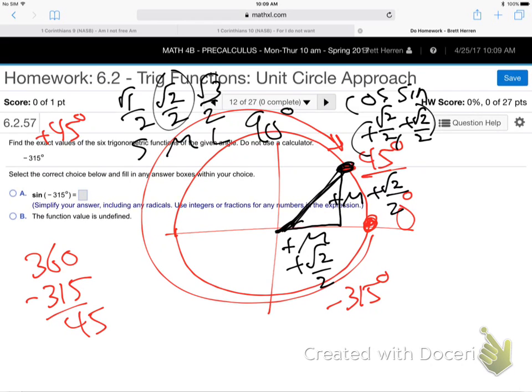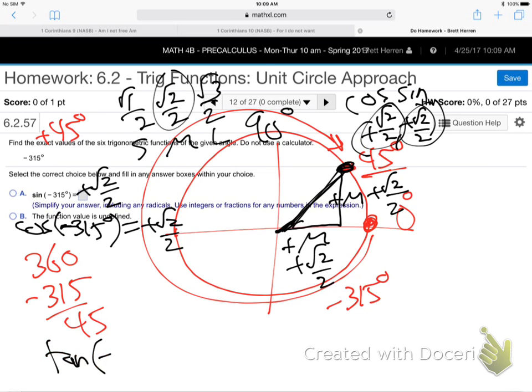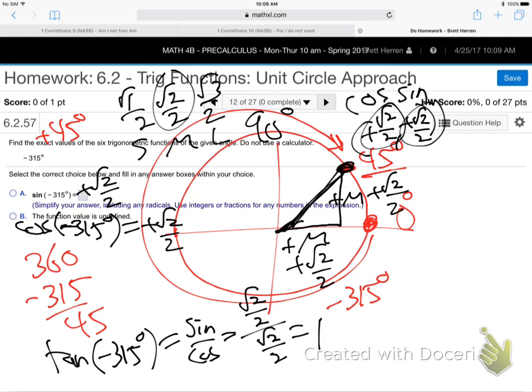They're both the same. So the sine of negative 315 is positive root 2 over 2. What's the cosine of negative 315? Same thing, because cosine's the x, sine is the y. What's the tangent of negative 315? It's going to be sine over cosine, which is root 2 over 2 over root 2 over 2, which is a big fancy positive 1.